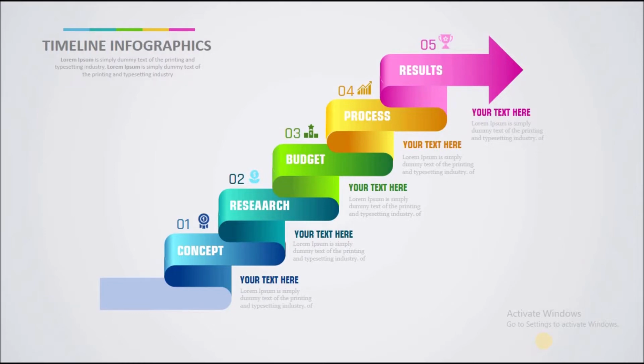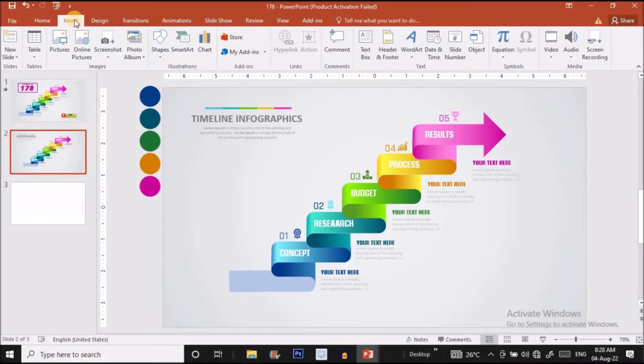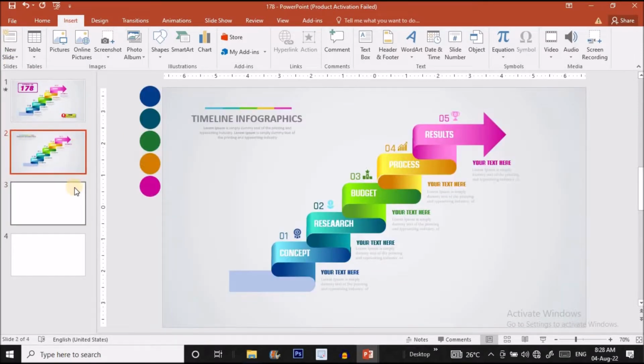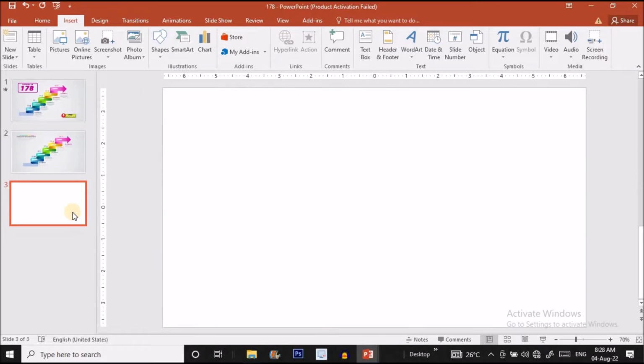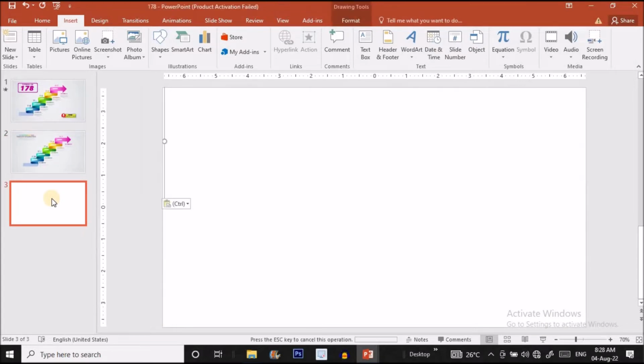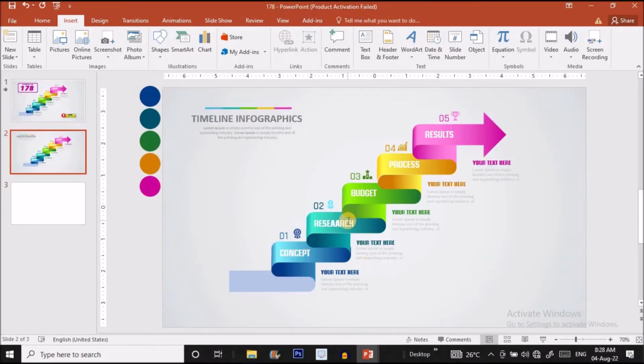The infographic will look like this. Just click on the insert option. You can see a new slide option. Just click on that and choose a blank slide over here. Now we have an extra slide over here, so I'm going to delete it. Now we have to copy this color sample from the previous slide and paste it over here by pressing Ctrl V on the keyboard. Now you can see we have to create a shape like this.